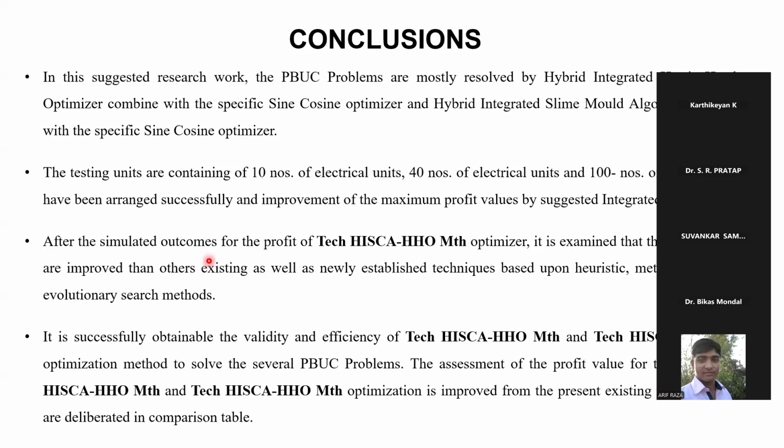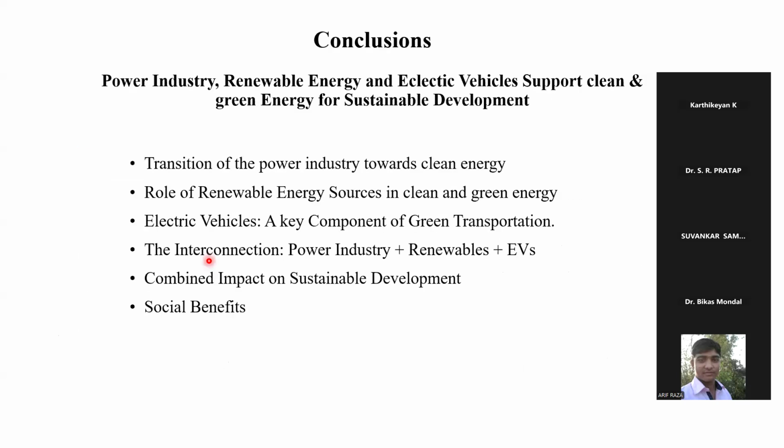So now I conclude my session. We can say the traditional power industry has relied heavily on coal, oil, and natural gas, which produce high greenhouse gas emissions. To achieve sustainable development, the sector is shifting towards low carbon power generation, smart grid, digitalization, energy efficient technologies, and decentralized power generation.